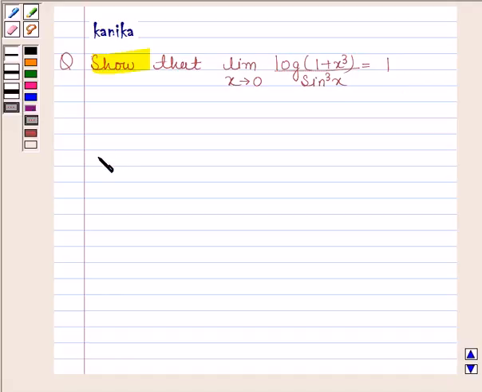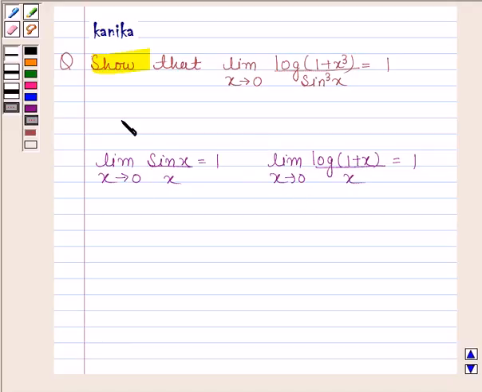First one is limit x approaches 0 sine x by x is equal to 1, and second one is limit x approaches 0 log 1 plus x by x is equal to 1. With the help of these two theorems, we will solve this question. So this is the key idea in this question.